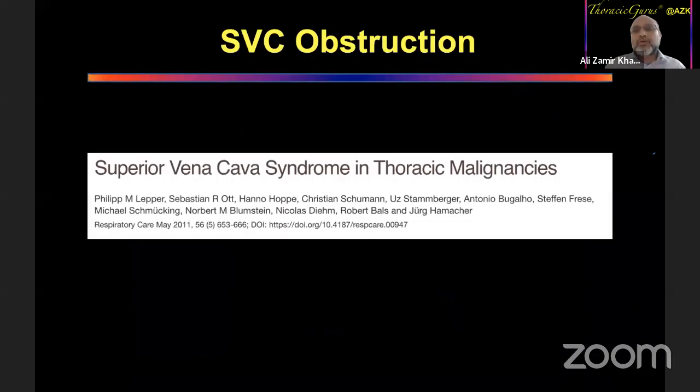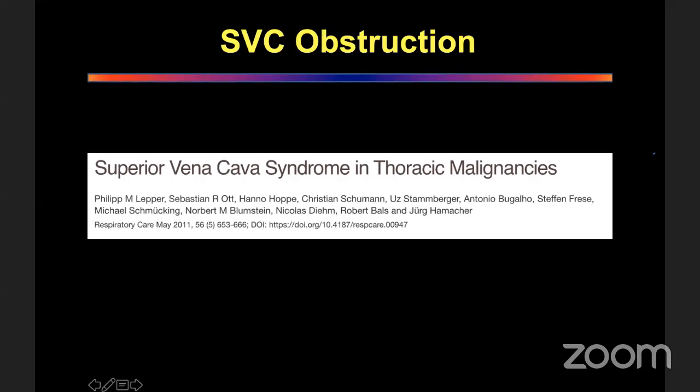There is no real guideline on this, okay? There is no real guideline out there because it's not a very common disease. So they really haven't got enough randomized control studies. But the one paper in the literature which has given a very good analysis of the SVC syndrome is this one, which got published in 2011 by Lepper and Hamacher's group. And they have spoken very well about the SVC obstruction, particularly the malignant SVC obstruction. So I'll try and talk you through it and make you understand what is needed for the exams.